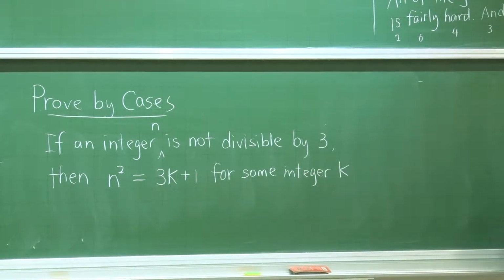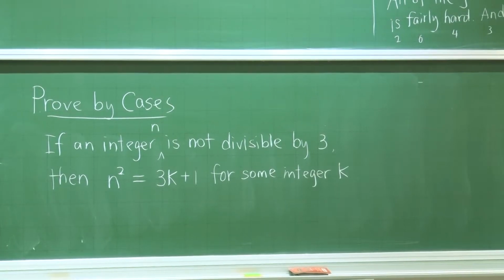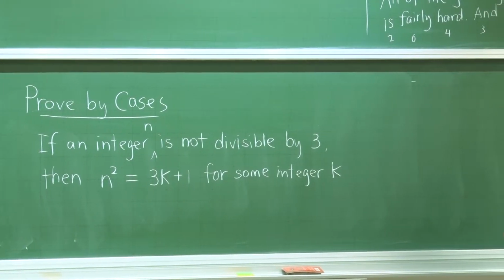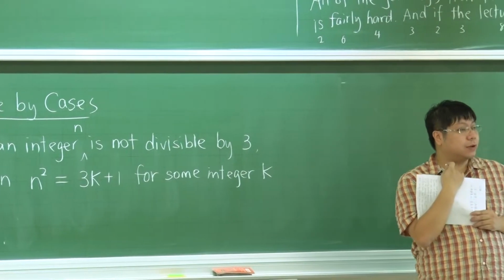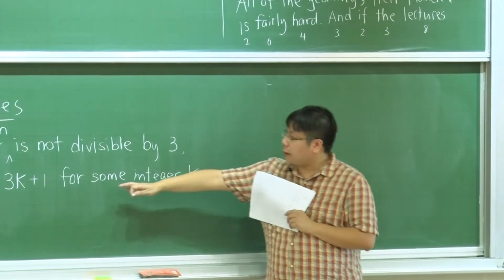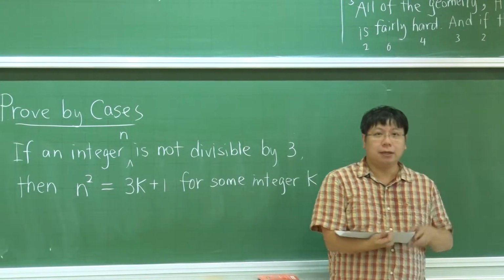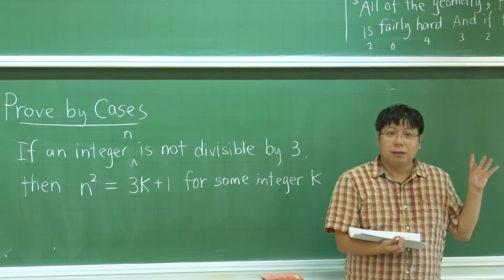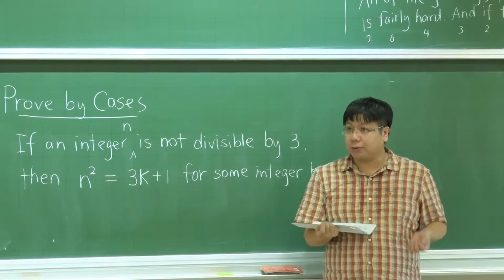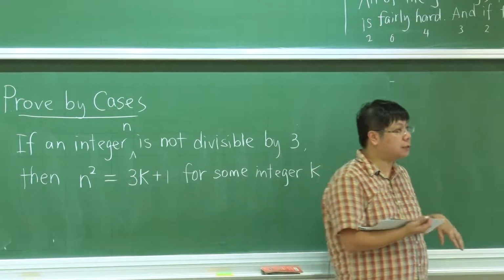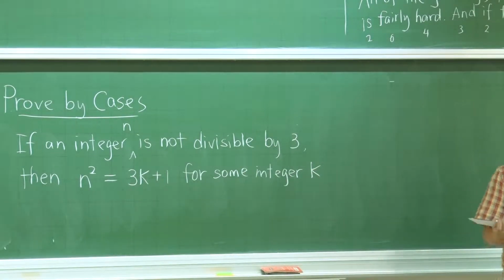Okay, so here we know what? We know n is not divisible by 3. So the square of this one, naturally, is not divisible by 3. But if a number is not divisible by 3, it doesn't mean that the square looks like 3 times something plus 1. It could be 3 times something plus 2, right? Because there are two different kinds of integer that is not divisible by 3.